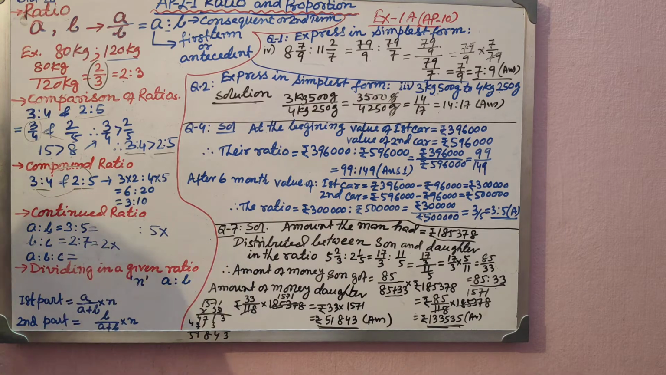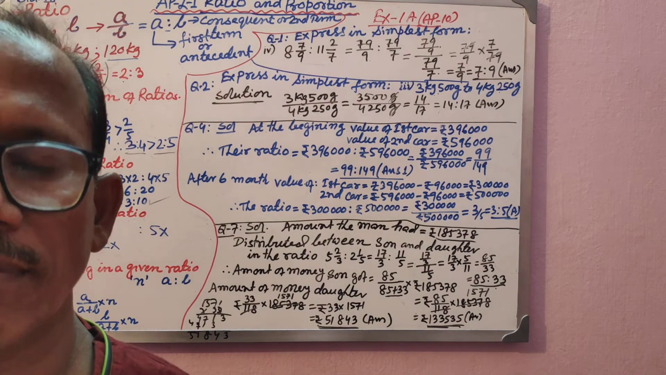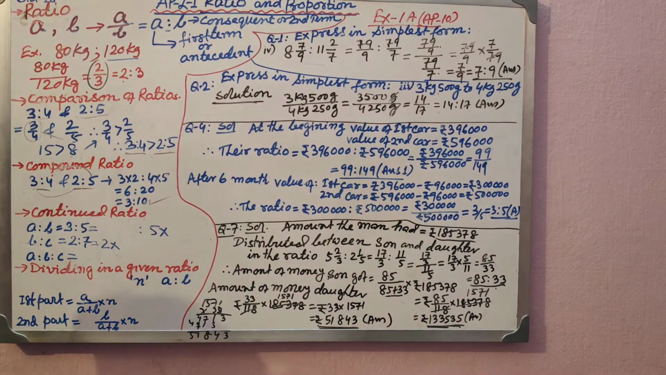That is 6 is to 20, which is equal to 3 is to 10. I hope you have understood it. Now moving on to continued ratio, something new to learn, which is very, very important. I will tell you how to do a continued ratio.